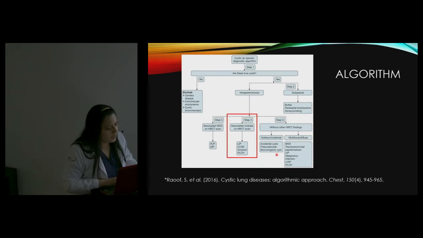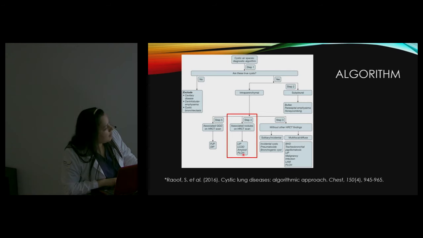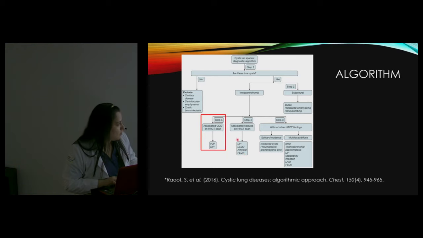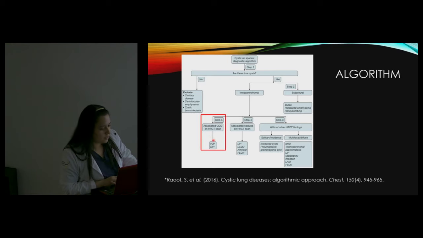The next step is to identify if they are associated with nodules, like in lymphocytic interstitial pneumonia, in amyloid, or also in pulmonary Langerhans cell histiocytosis. And when they associate with ground glass opacity, like in our patient, the two main differential diagnoses are pneumocystis jirovecii pneumonia or desquamative interstitial pneumonia.